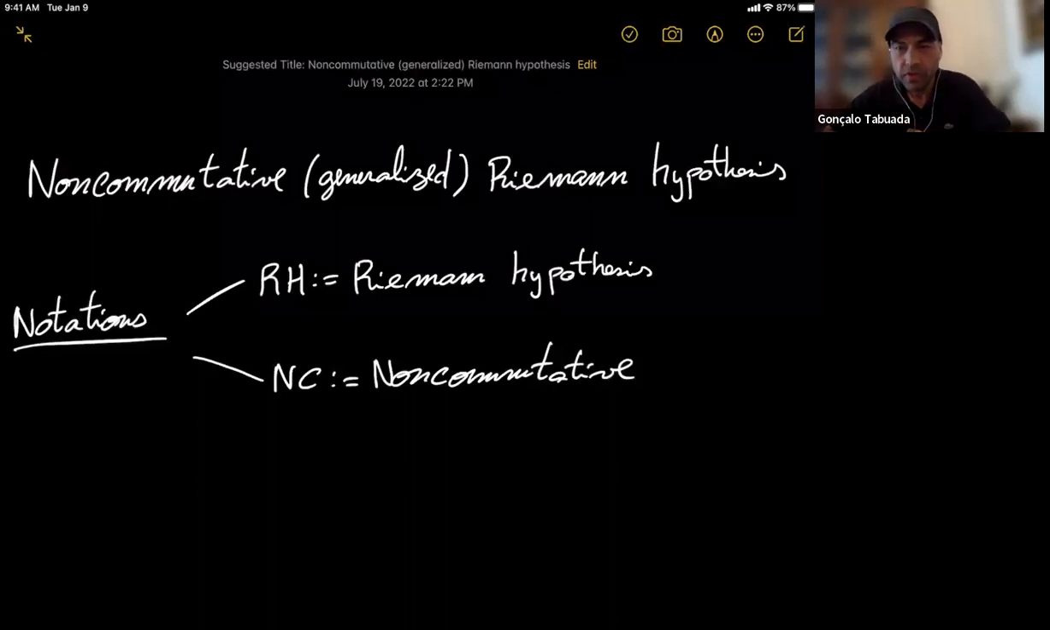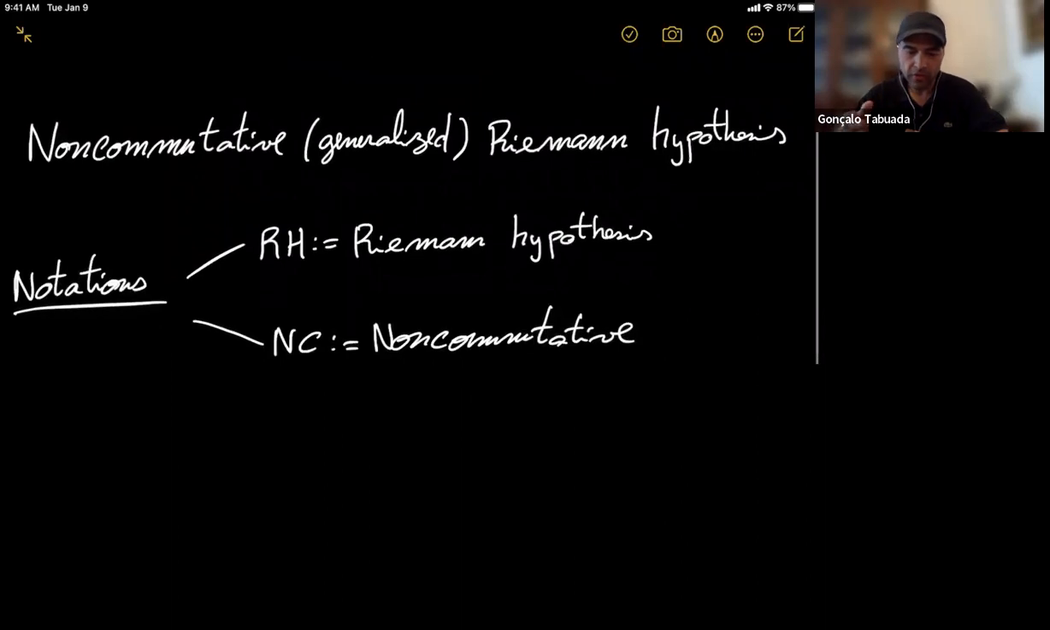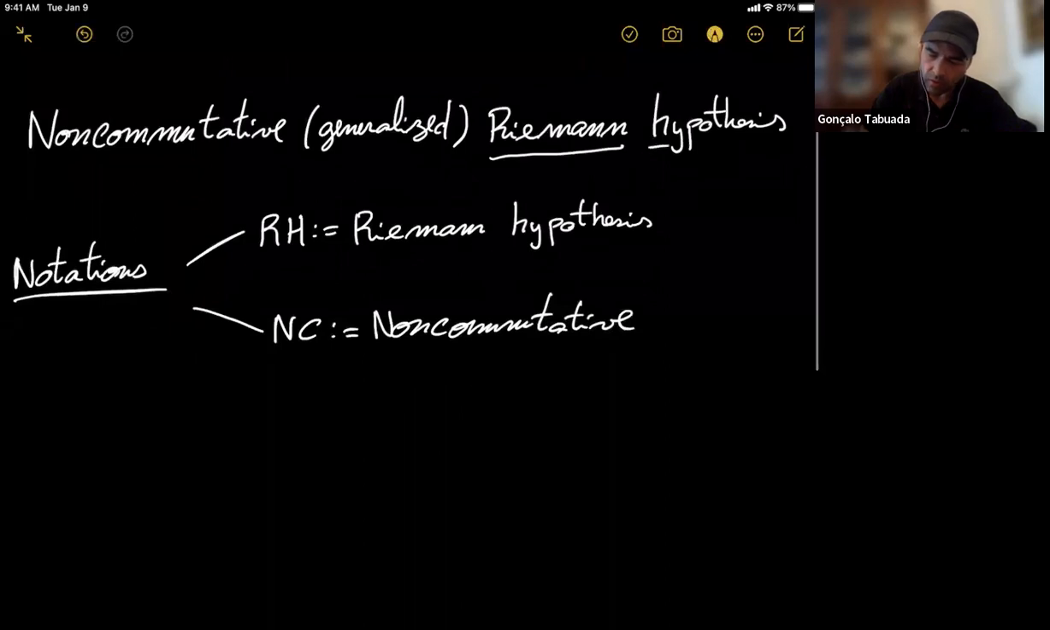The very first thing I would like to say is that I will use the words Riemann hypothesis quite often, so I will simplify by just writing RH, and also the word non-commutative, which I will just write NC. So let me start by explaining the title.